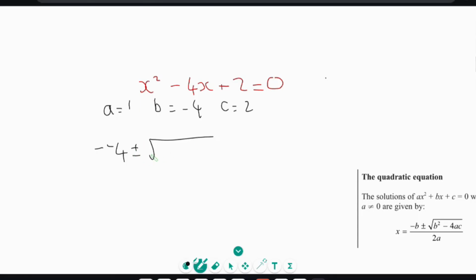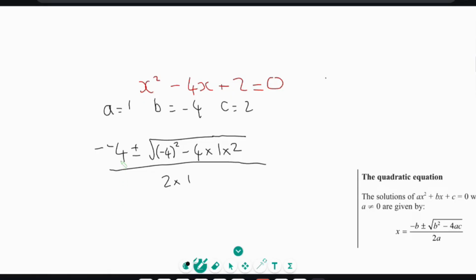And then right here, you've got to be really careful. So -4 squared, if you're going to put this in your calculator, it needs brackets around the -4, because your calculator will do 4 squared and stick a minus in front of it. So it will give you an answer of -16 when -4 squared, -4 times -4, is actually 16. So just be careful of that. And then -4 times a times c all over 2a, so 2 times 1.